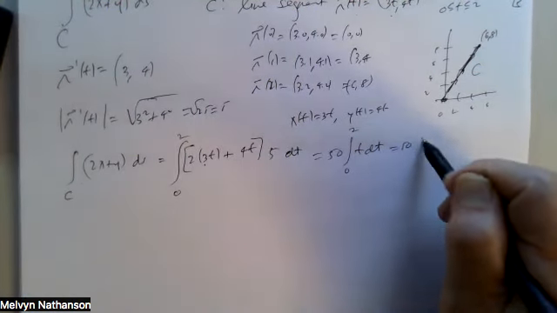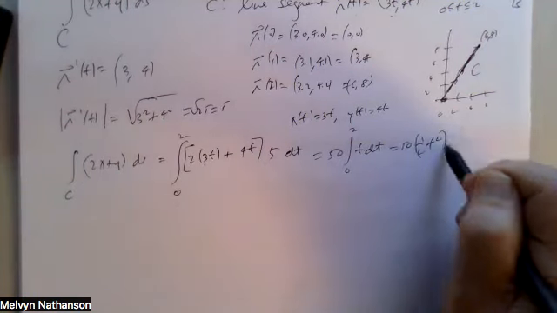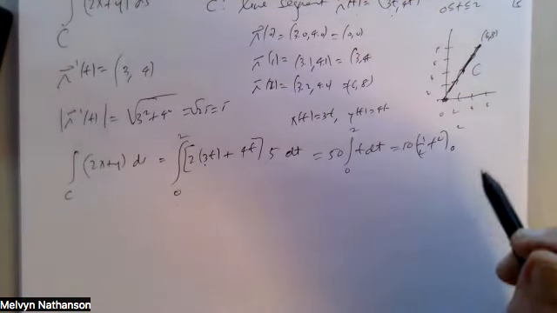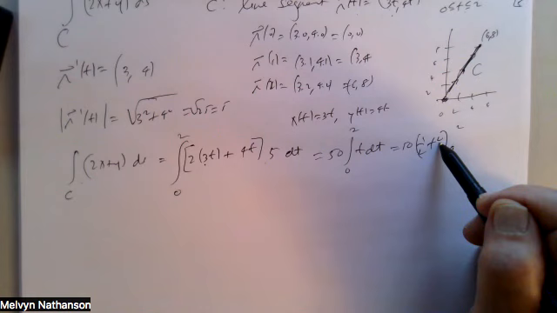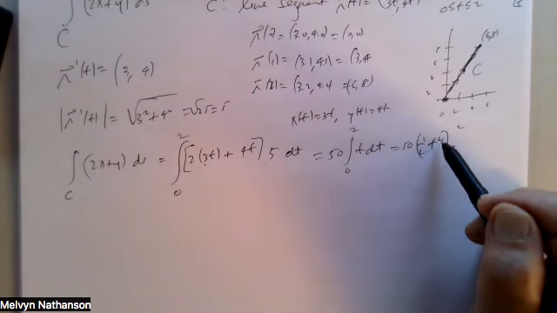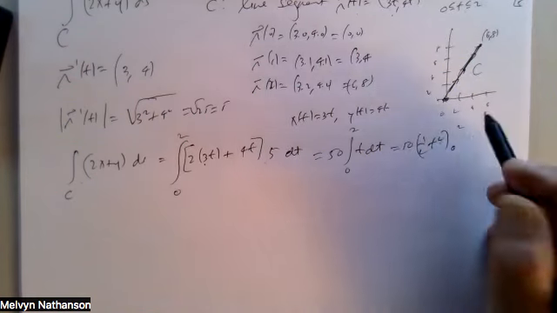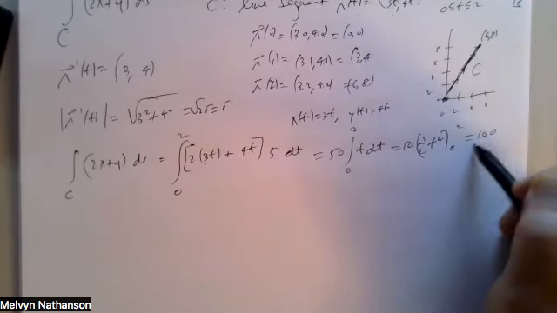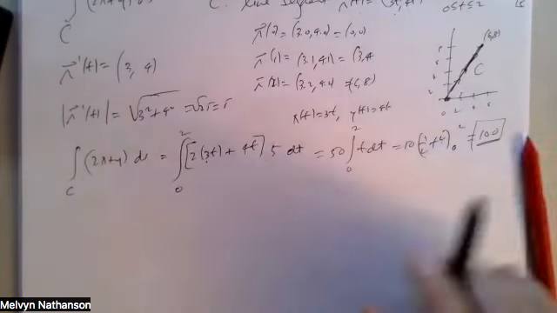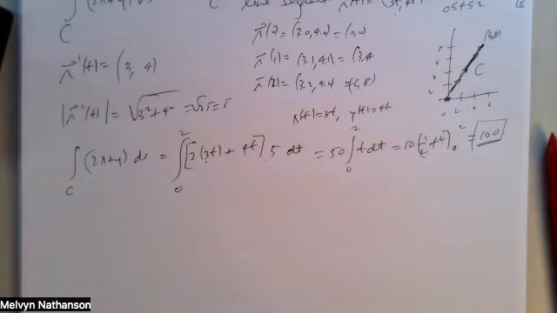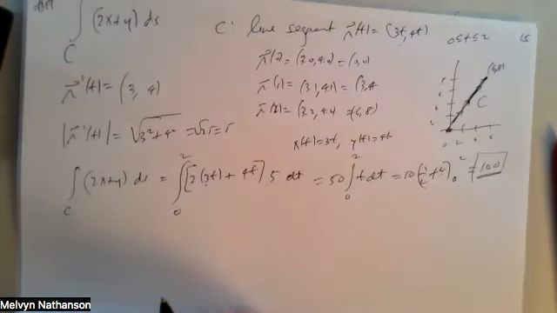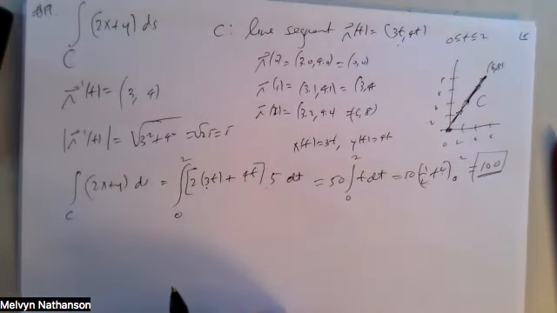The integral of t is a half t squared from 0 to 2. t squared is 4, 4 over 2 is 2, and 2 times 50 is 100. So the value of this line integral is 100.